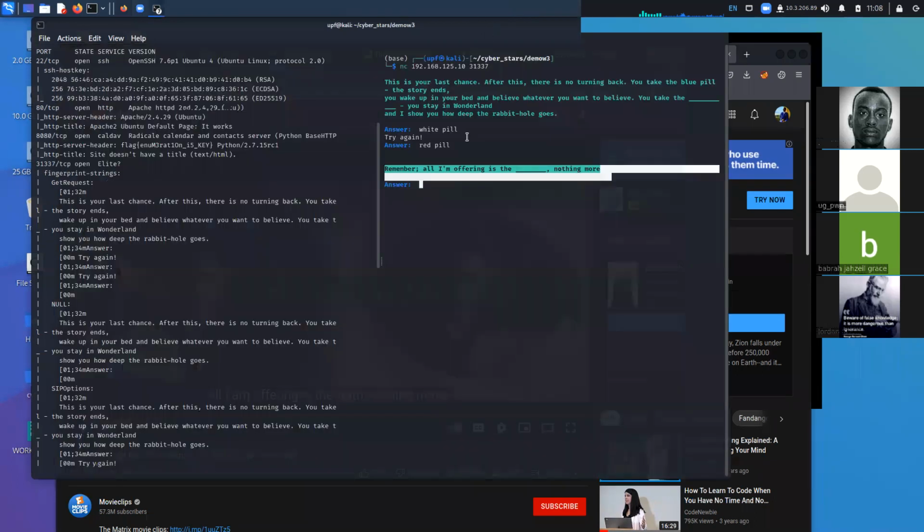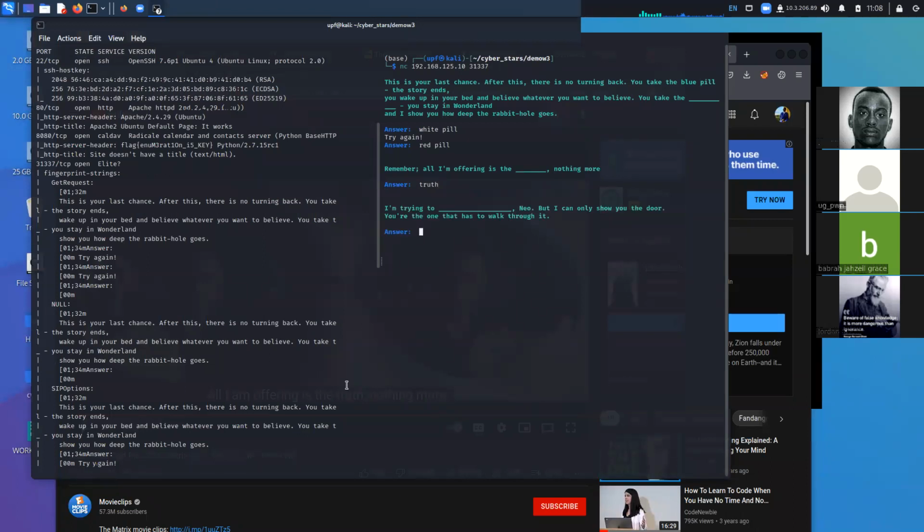So let's head back to the terminal. They are saying, remember all I'm offering is the dash, nothing more. So now I'm going to say truth. And yeah, we've answered it right. These people have many questions, so they head back to the third question. Now this is logic. It doesn't need you to know a lot of computing, this is logic. You can see it.